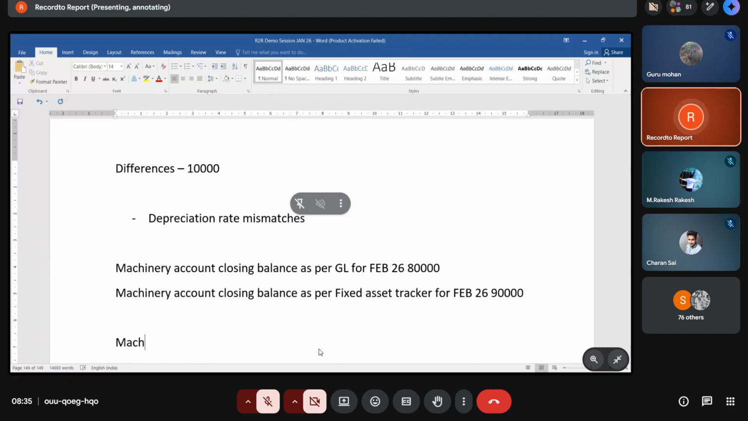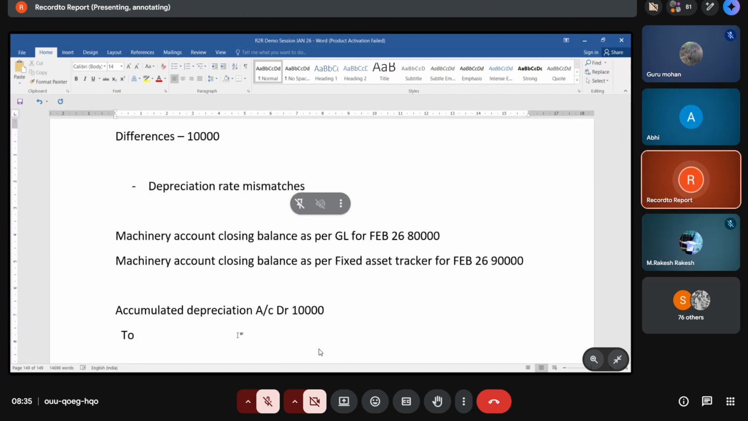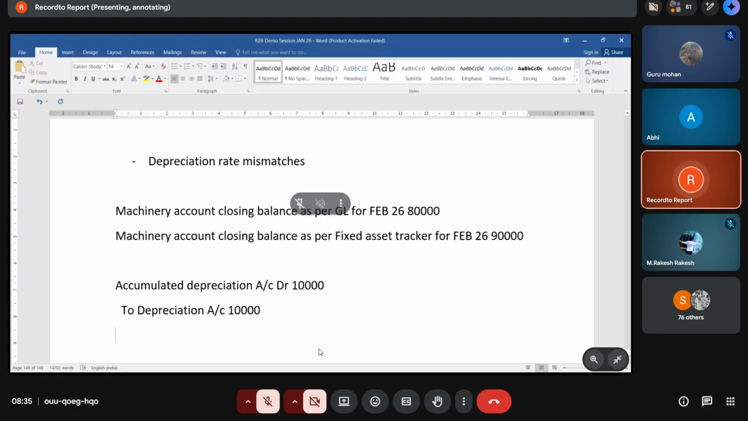If you wrongly credited the machinery account, accumulated depreciation account debit. What is the journal entry for normal depreciation, guys? Depreciation account debit to accumulated depreciation. You want to decrease the depreciation, what needs to be done? You have posted 20,000. You want to decrease 10,000. What needs to be done, guys? Accumulated depreciation account debit to depreciation account. Clear? Yeah.